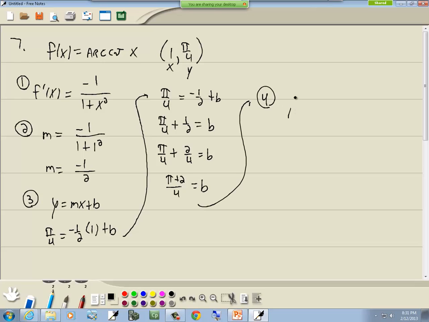And then we can't forget step 4. Step 4 is actually write your answer down. Well, m we said was negative 1/2 from step 2. And b we said was pi plus 2 over 4. So that'd be our equation of the tangent line.